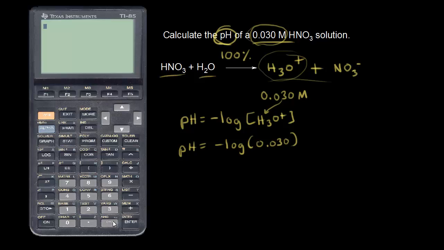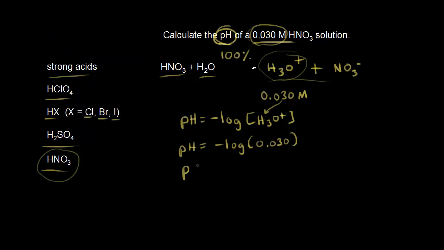All right, so we have the negative log of 0.030. So we get 1.52. So remember, when we're rounding, right? So the pH is equal to 1.52. So for our significant figures, we have two significant figures here, so we have 2 to the right of our decimal point.